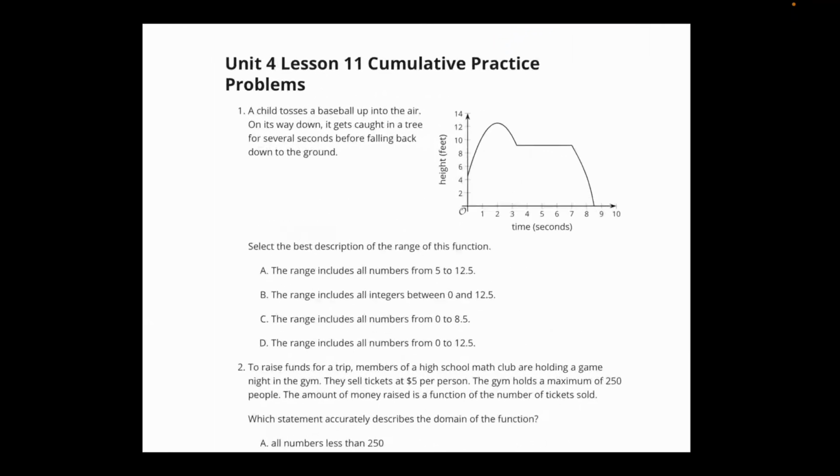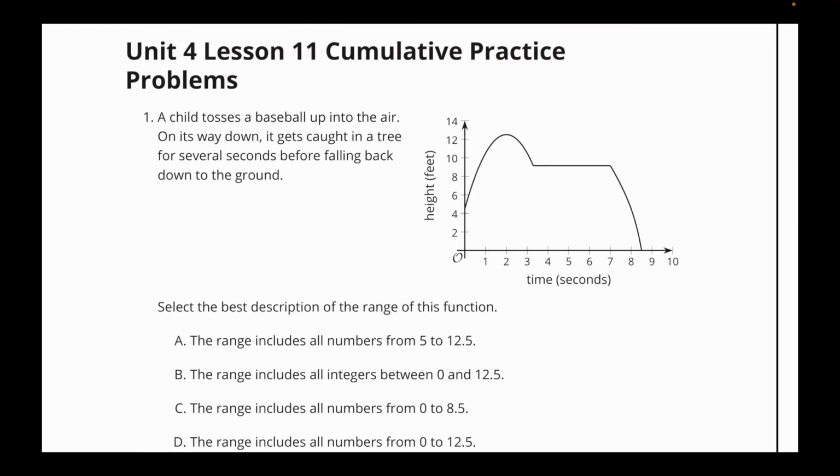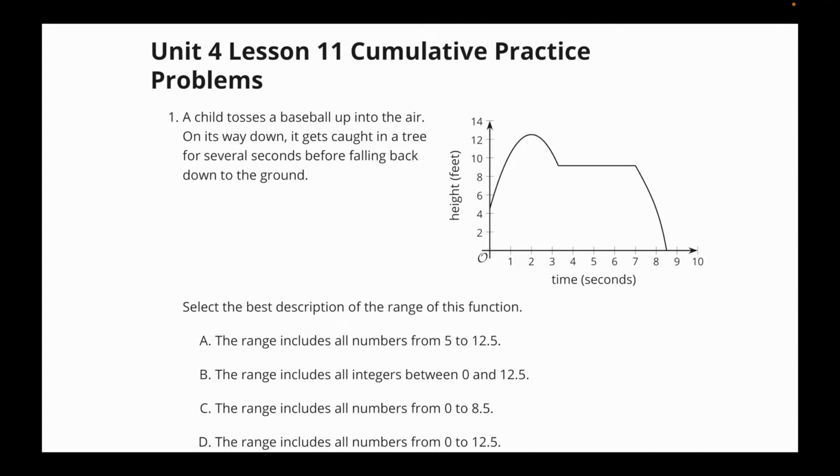So, let's get started. This is more about domain and range. For our first question here, we have a child tosses a baseball up into the air. On its way down, it gets caught in a tree for several seconds before falling back down to the ground. Select the best description of the range of this function.